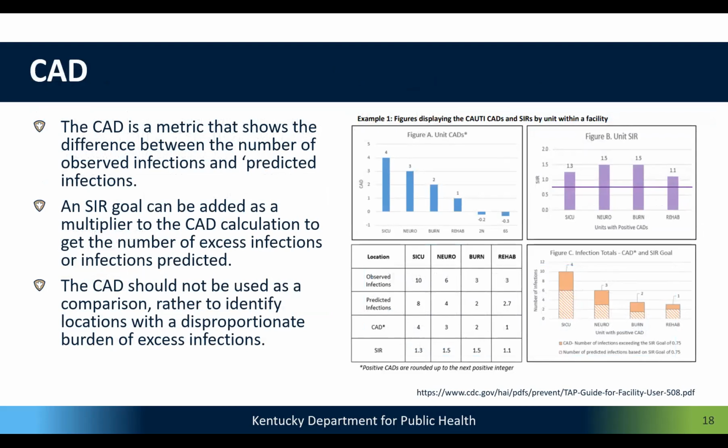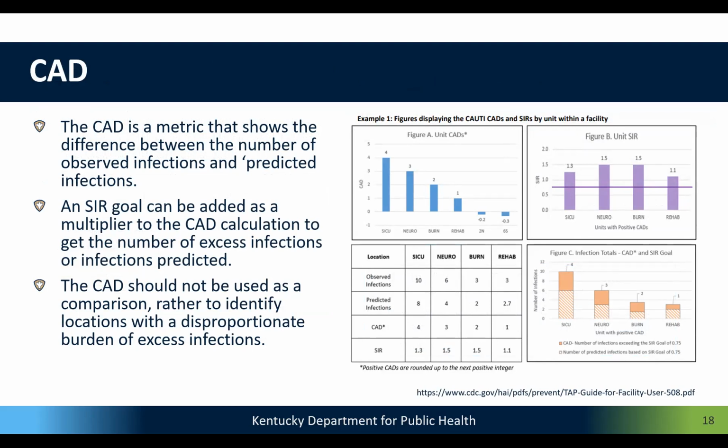Next, we'll talk about the CAD. The CAD is a metric that helps us assess the importance of our infection prevention efforts. It provides insight into differences between the number of observed infections and what would have been predicted based on certain baseline or expected rates. To calculate the CAD, we can compare the actual number of infections or observed infections to the number that we would expect to see based on a reference or predicted value.